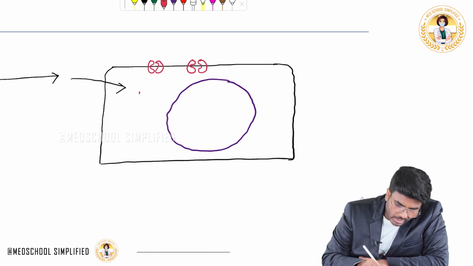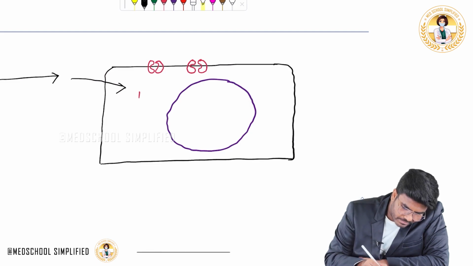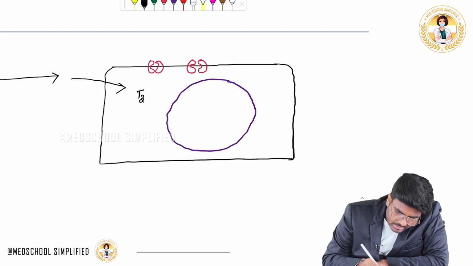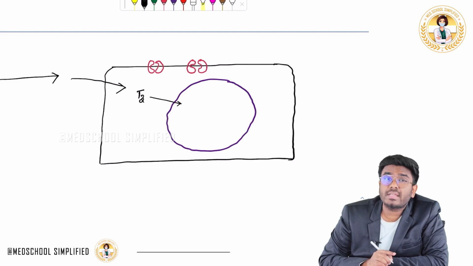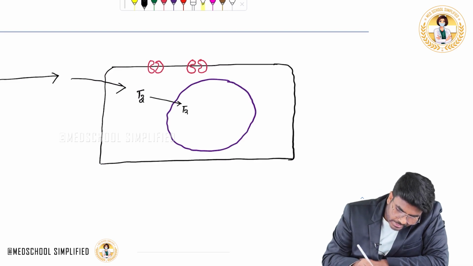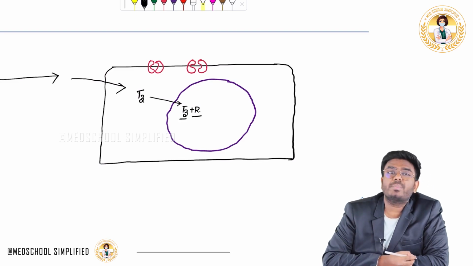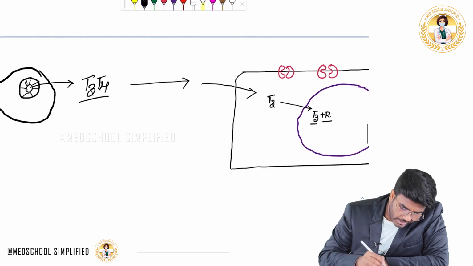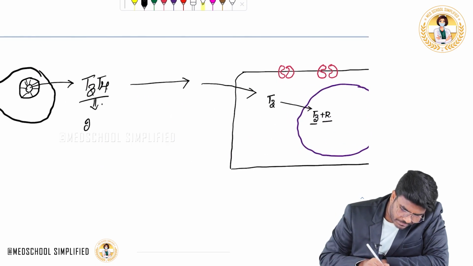But the moment thyroid hormone comes into the cell, the thyroid hormone T3, the active form, it will also cross the nuclear membrane. Now this thyroid hormone will bind with its receptor. So tell me where the thyroid hormone receptor is present. The thyroid hormone receptor is present inside the nucleus. So thyroid hormones have intra-nuclear receptors.